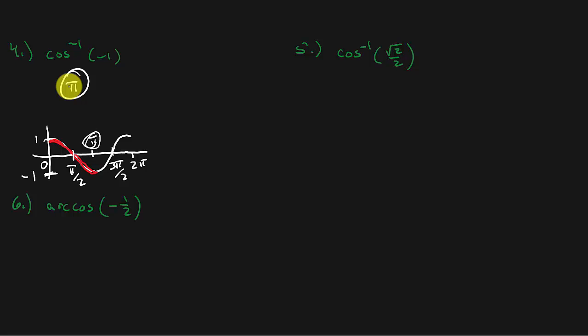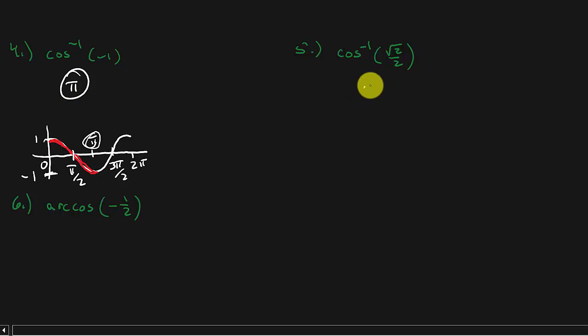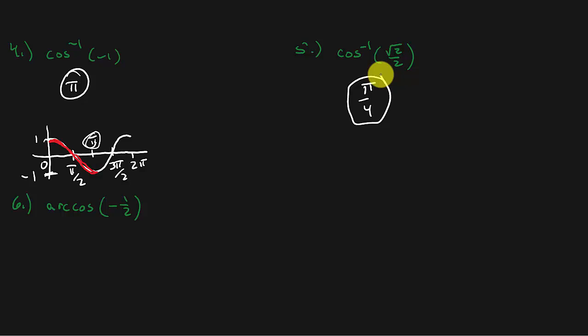All right, what about the inverse cosine of square root of 2 over 2? Well, the cosine of what is square root of 2 over 2? 45 degrees, right? Pi over 4, that's one of the ones we memorize. I'll go over a little bit at the end of the video with where we have to use a calculator. That's pretty simple because all we have to do is just plug it into the calculator.